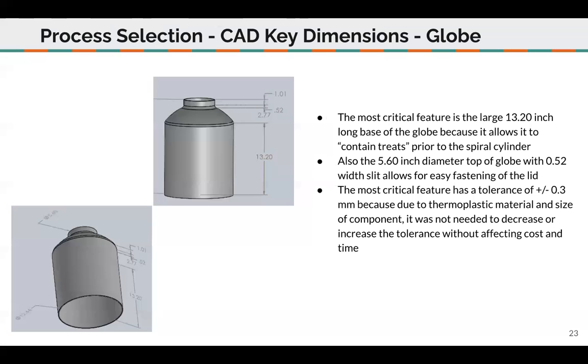For our process selection for our different module and platform redesigns, our first one is the globe, the most critical feature being the long base to allow for contained treats prior to reaching the spiral cylinder. This also has a tolerance of about plus or minus 0.3 millimeters due to the material and size of the component.